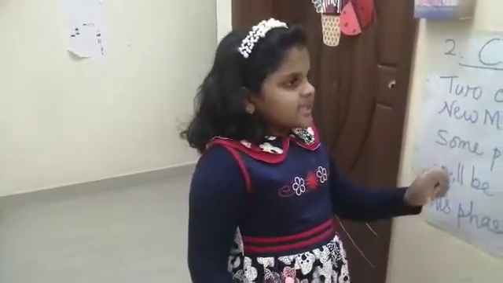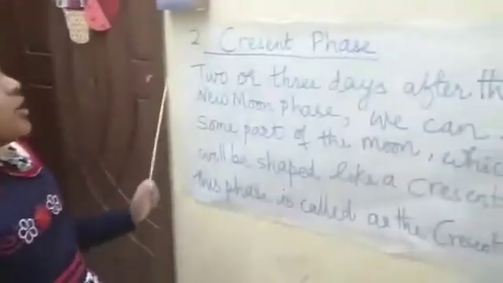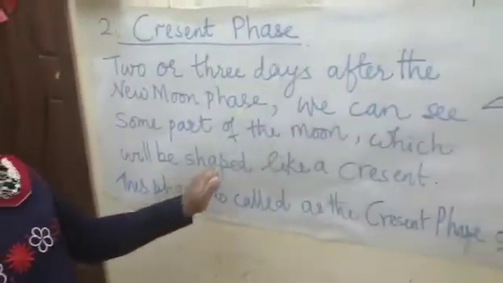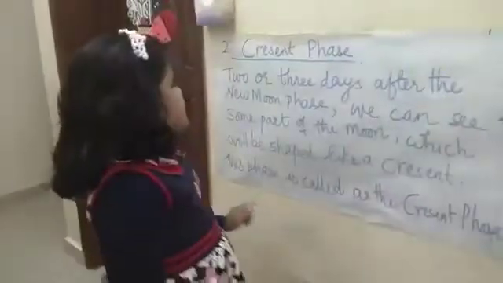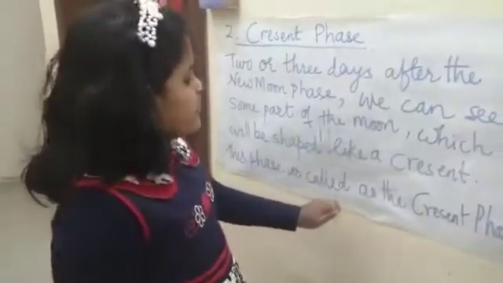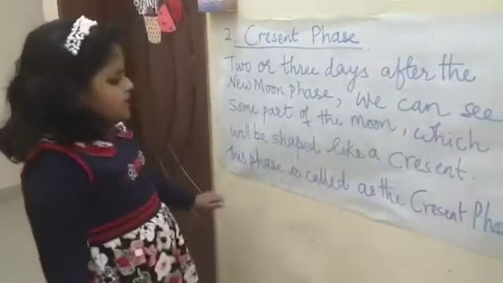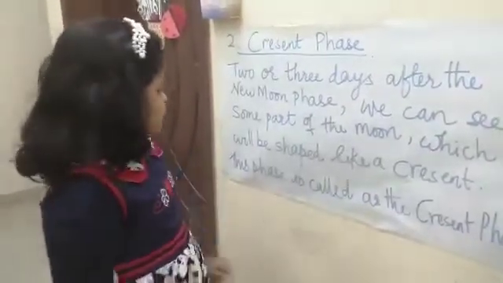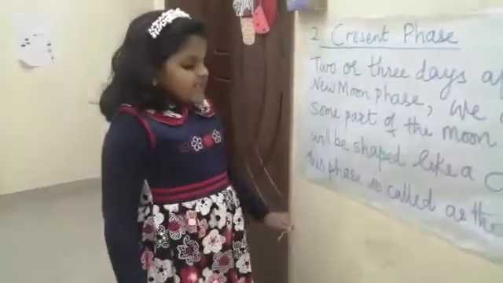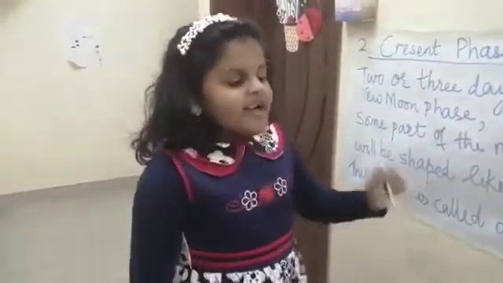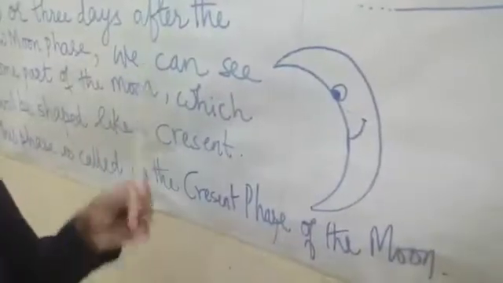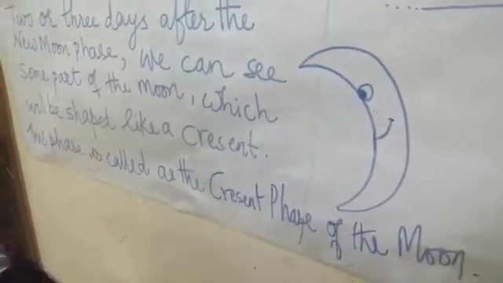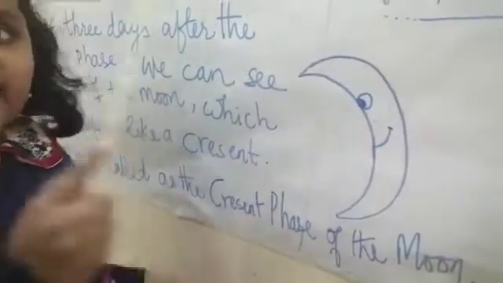Coming to the second phase of the moon, that is the crescent phase. 2 or 3 days after the new moon phase, we can see some part of the moon which will be shaped like a crescent. This phase of the moon is called crescent phase. This is the shape of the moon when it looks like a crescent.